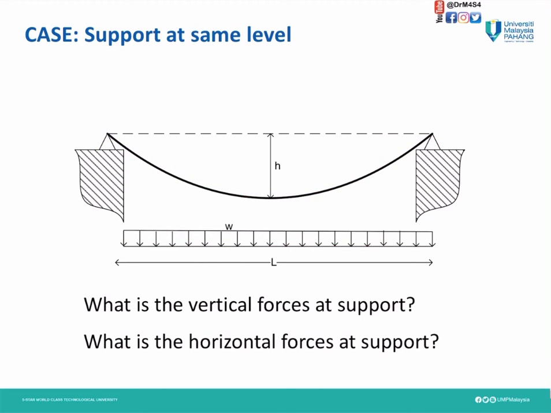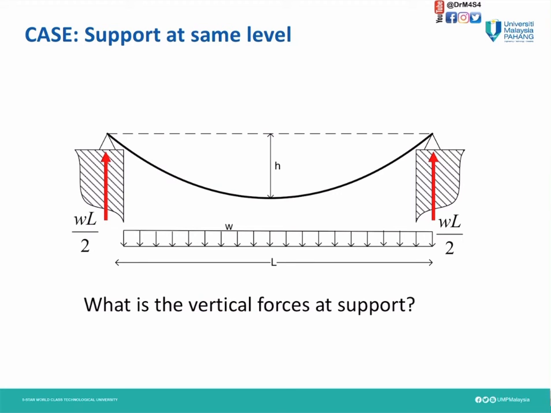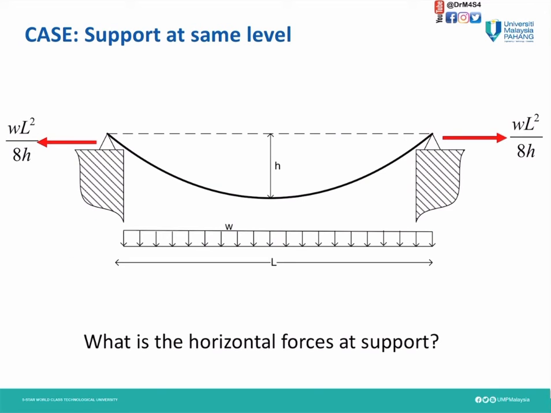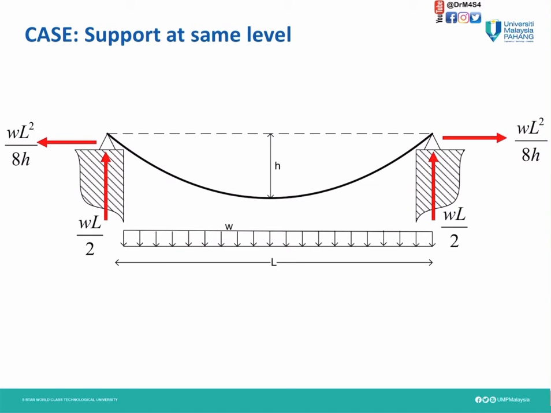So, what is the vertical force at that support and what is the horizontal force at this support? For the vertical, this is the formula we're going to use, WL divided by 2. And this is the formula for horizontal forces, WL square divided by 8H. So, this is the reaction on the support for UDL on cables.